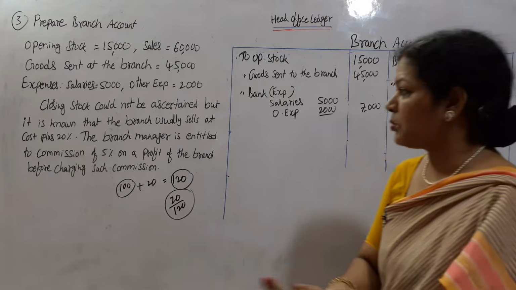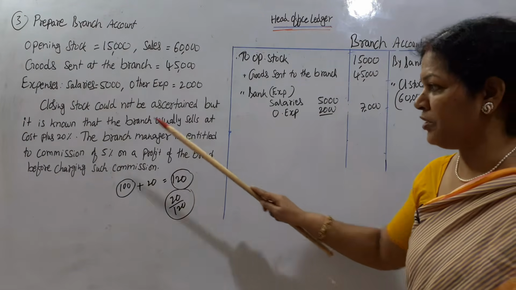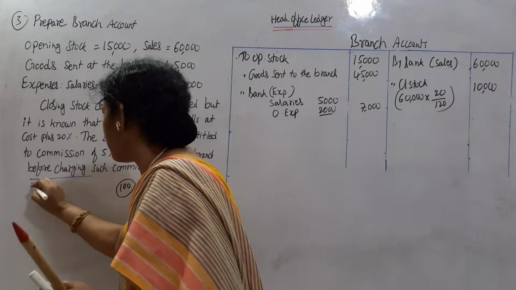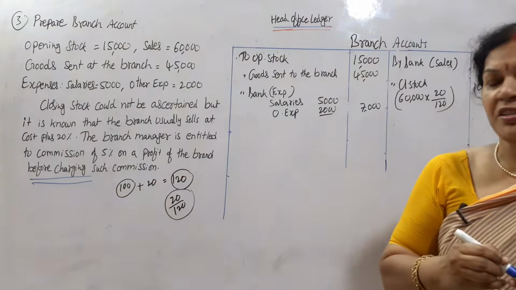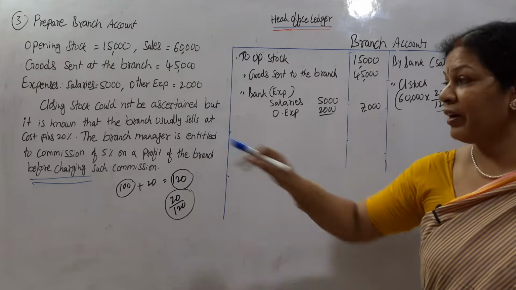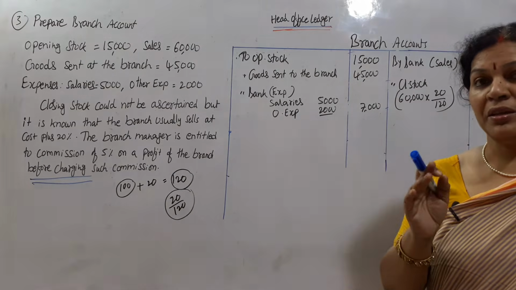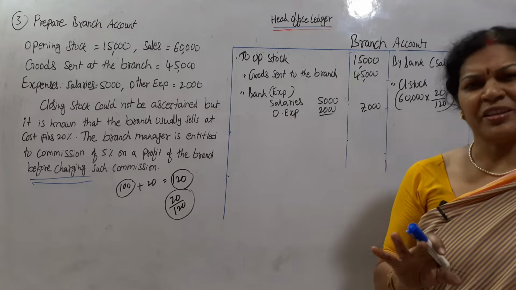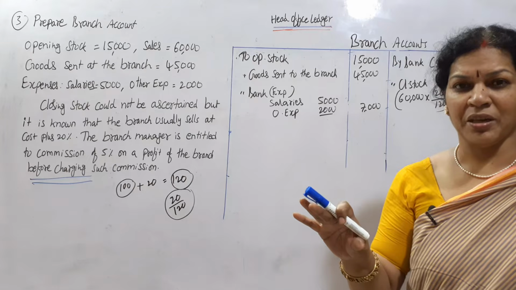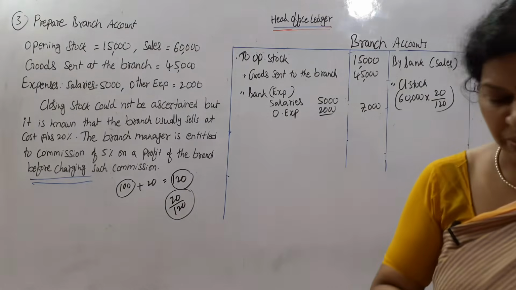Now this is over. Next one, the branch manager is entitled to a commission of 5% on the profit of the branch before charging such commission. Please remember this point, before charging such commission. It means first we need to find out the profit, and on profit we will calculate the 5%. Once again, after deducting this commission, we will calculate net profit. Just like in simple final accounts, we used to do commission to manager, commission to general manager, same thing. Anyway, I will show you through the calculation, it will be easy for you.